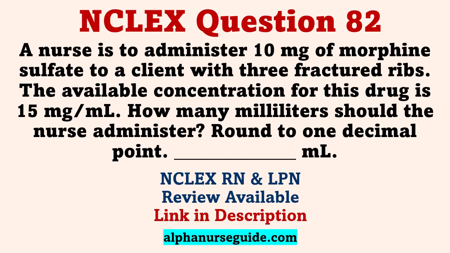The correct answer is 0.7 milliliters. The formula is 10 milligrams over x mL equals 15 milligrams over 1 milliliter. You cross multiply, and you get 15x equal to 10. You divide by 15 on both sides. X equals 0.666, and then you round to 0.7 milliliters.